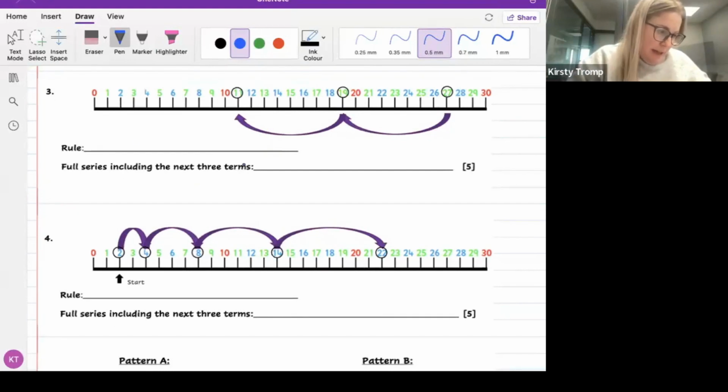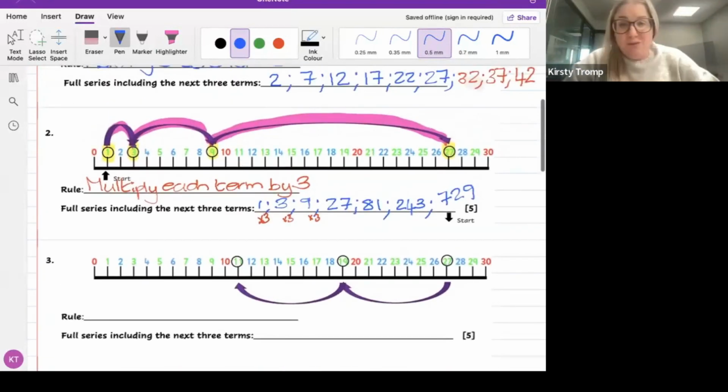Okay, so first of all, I need to look at what's happening with the first 2 terms. So what did I do to 1 to get to 3? Are you happy that I multiplied it by 3? Yes, Miss, I am. Okay. Are you happy that then I said 3 times 3 gives me 9? Yes, Miss. Okay, and then what's 9 times 3, Mike? Oh, it's 27. 27. You got it. Yes, Miss. Good, well done. Okay, so I'm going to be doing the next lot of questions with you guys, and then I will come back and I will answer some questions a bit later.